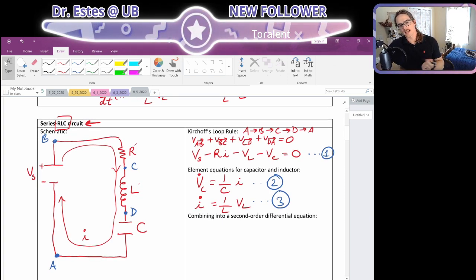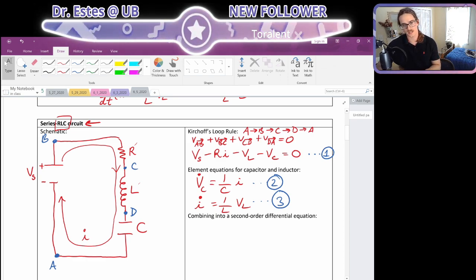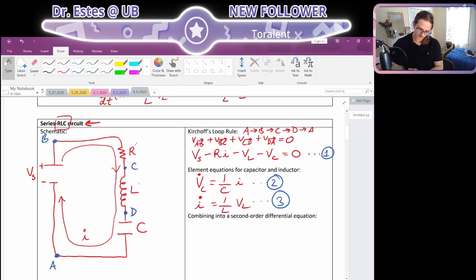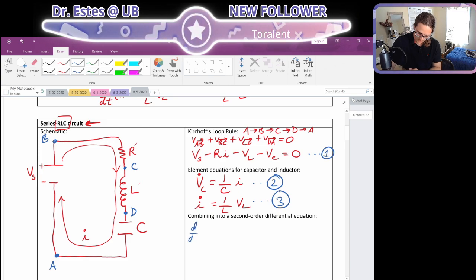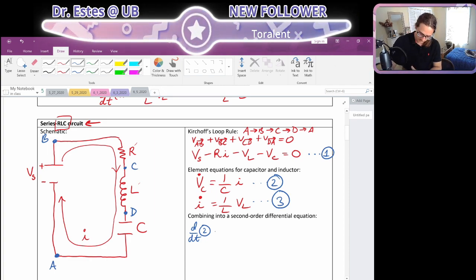All right, so now we're going to do a little bit of manipulation and play around with these 3 equations. I'm going to combine everything into one second order differential equation. So let me show you how I'm going to do this. First, I'm going to take our second equation, I'm going to take the time derivative of it. And you'll see why I do this in a second.